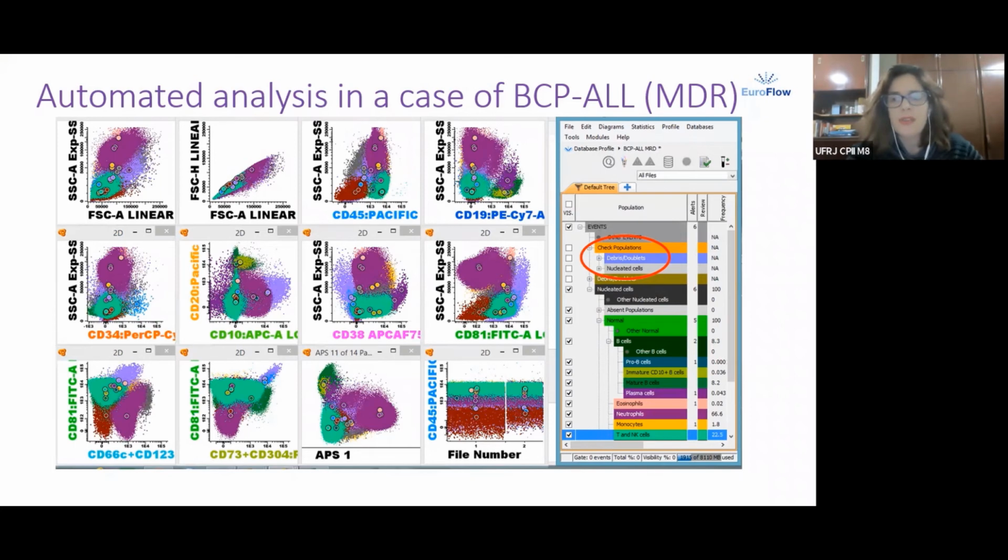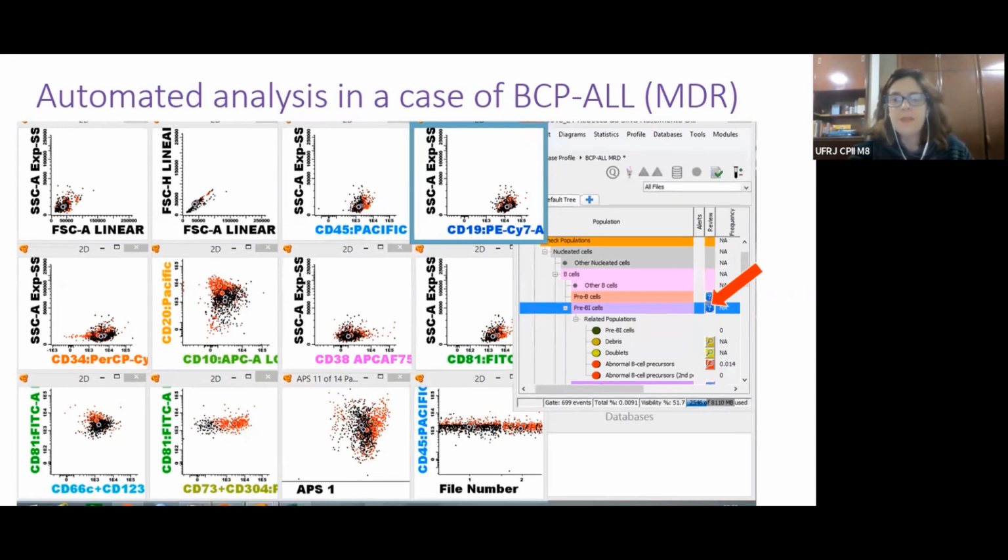So it can also be used as a kind of day-by-day quality control, because if we run the automatic gate and systematically have more than X% in check populations, with many events to be checked, we have to think about what is wrong in our procedures. Let's see, for instance, our check populations. We have here, for instance, preview 1 cells to be checked.